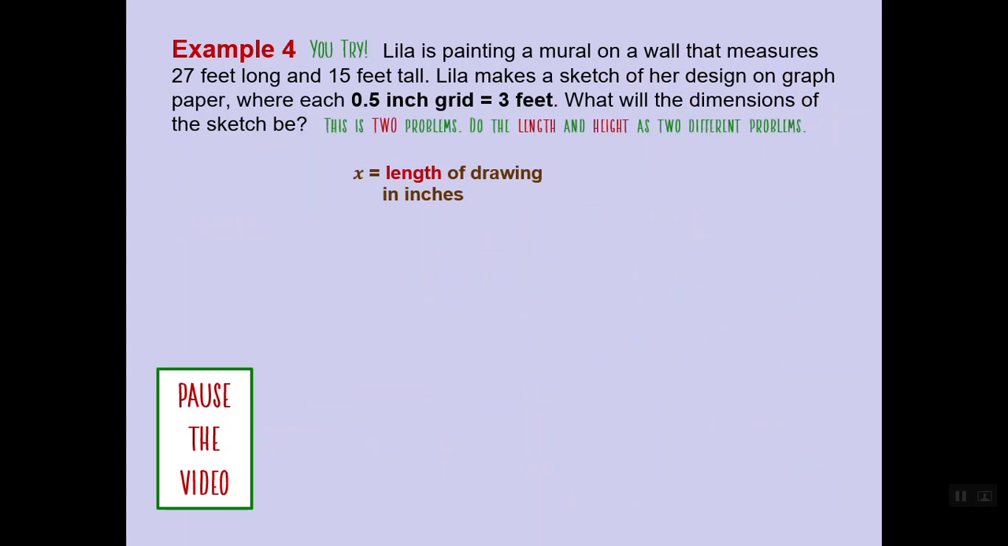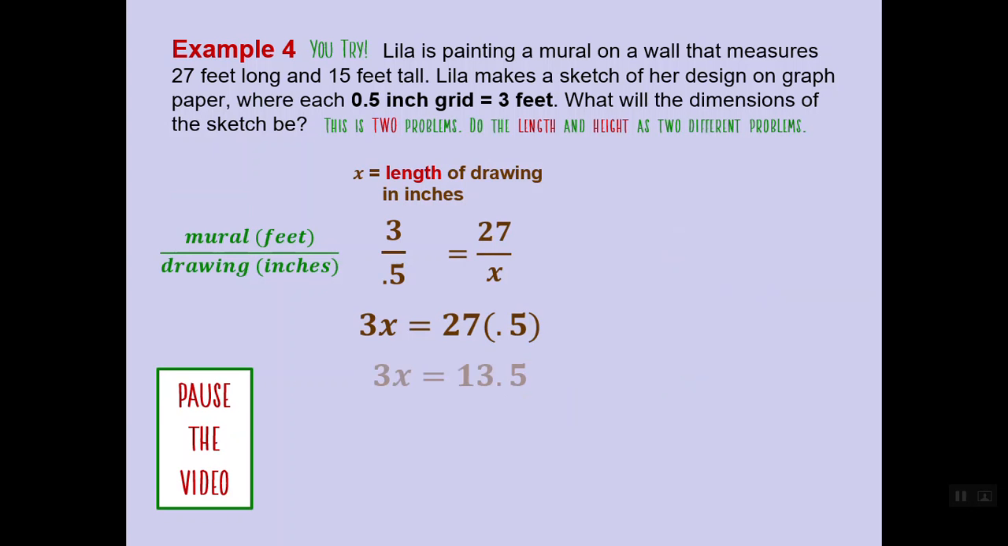The first thing I'm going to start off is trying to figure out the length of the drawing in inches. And I want to set up a ratio, the mural, in feet over the drawing in inches. Now again, you might have had the inches on the top and the feet on the bottom. That's fine. Yours is just going to be switched around from the way mine looks, but your cross-multiplying will still be the same. So I'm going to represent the mural as 3 feet and the drawing is 0.5 of an inch. And so when I'm talking about the length, we know the length of the mural is 27 feet long. So I set up my proportion, then I cross-multiply to solve, getting x equals 4.5.